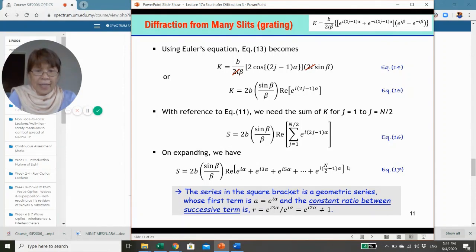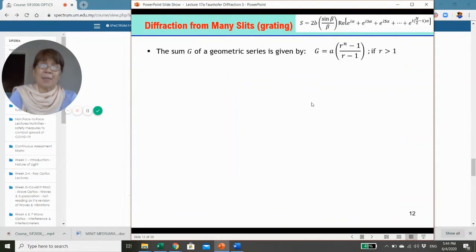Now, this bracketed series here is a geometric series. The first term is e^(i alpha), and we represent it by a, but this a is not the slit separation, so it's not that term. And the constant ratio of successive terms, this divided by this and this divided by this, is exponential i2 alpha, and is not equal to 1. So therefore we can write the summation term.